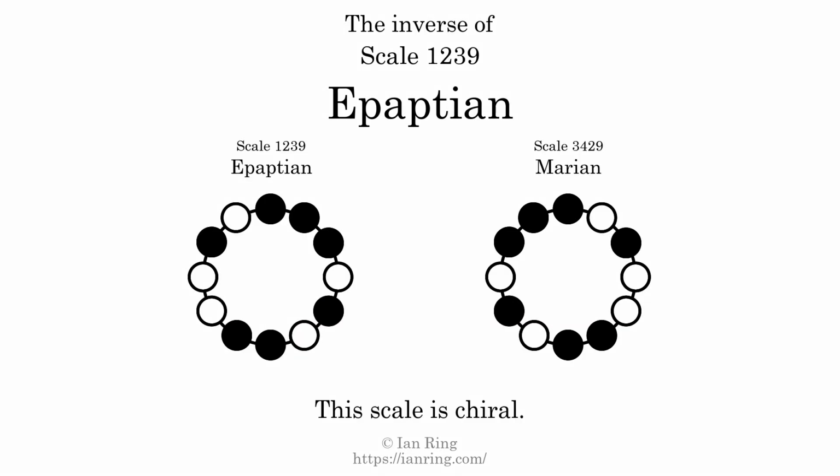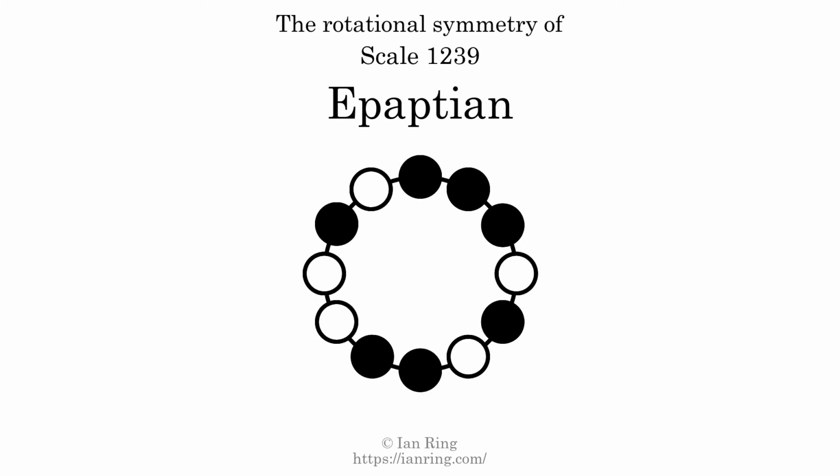The inverse of a scale is a mirror image. It is what you get when the sequence of intervals is reversed. The inverse of this scale is scale 3429, also known as Marian. This scale is chiral. It cannot transform into its inverse by rotational transformation. This scale has no rotational symmetry.